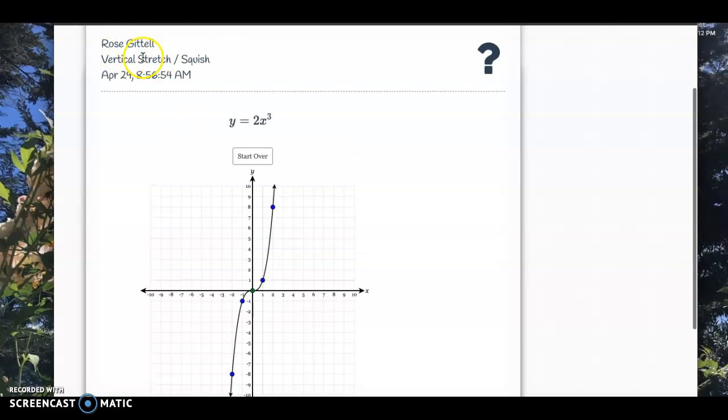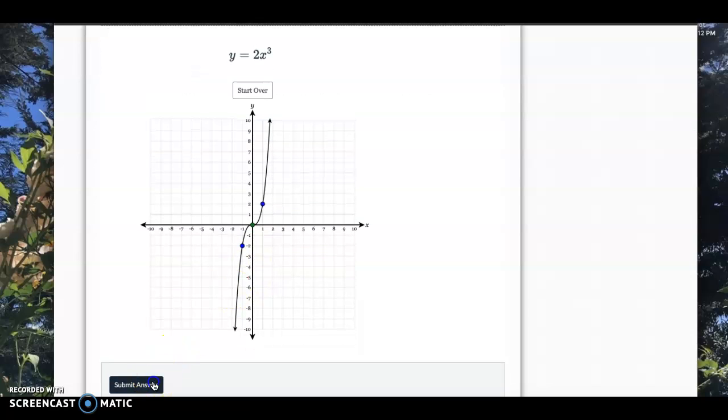a vertical stretch, vertical is going to be along the y-axis, the up and down. So it's going to stretch the y-coordinate by 2. And that would be the correct graph.